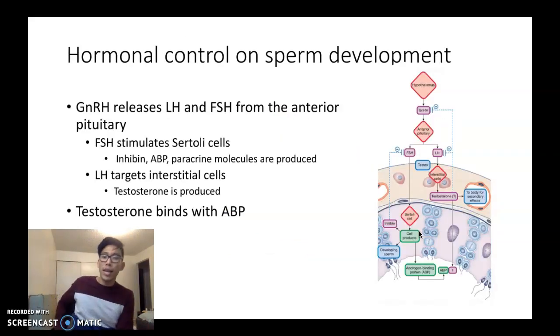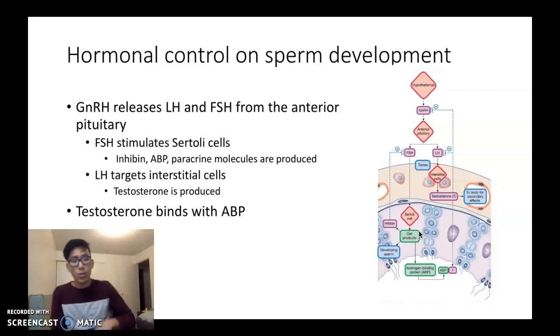Okay, now in this slide, I wanted to focus on the hormonal control of sperm development. This control follows a general pathway. So the hypothalamus will secrete gonadotropin releasing hormone, and this hormone will promote the release of luteinizing hormone and follicle stimulating hormone from the anterior pituitary.